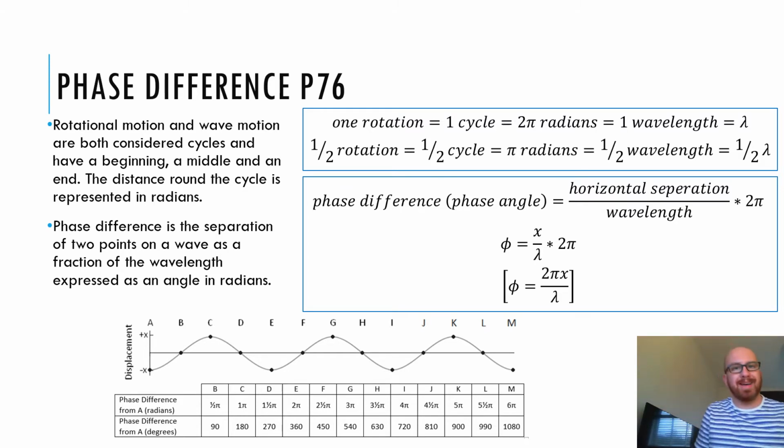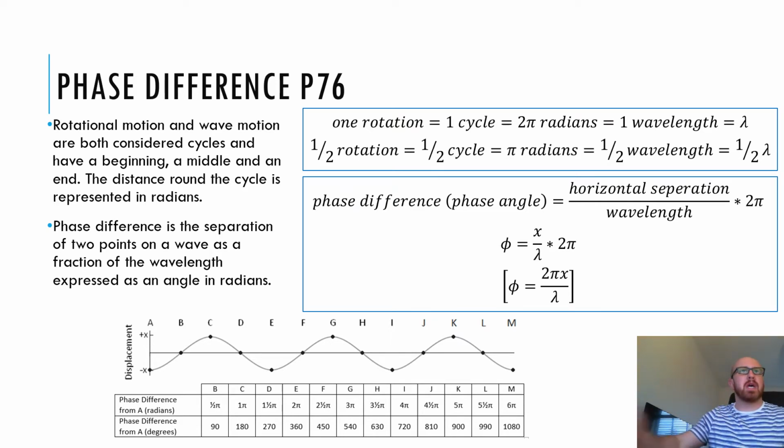Today we'll be looking at some of the stuff we've been doing for simple harmonic motion and what you've learned from waves, putting it together, and we're going to look at what I've called advanced waves. So we're going to start off with a new term known as phase difference. It's on page 76 of your textbook.